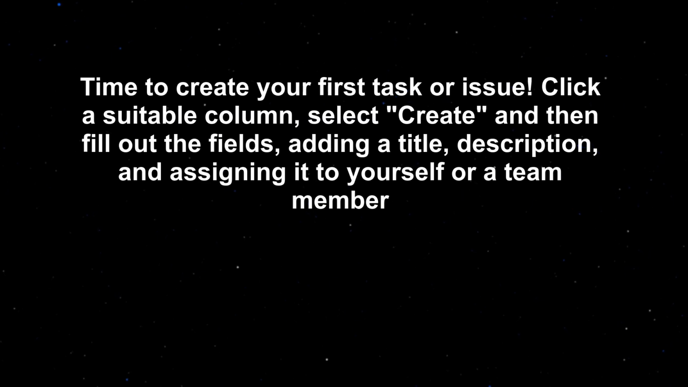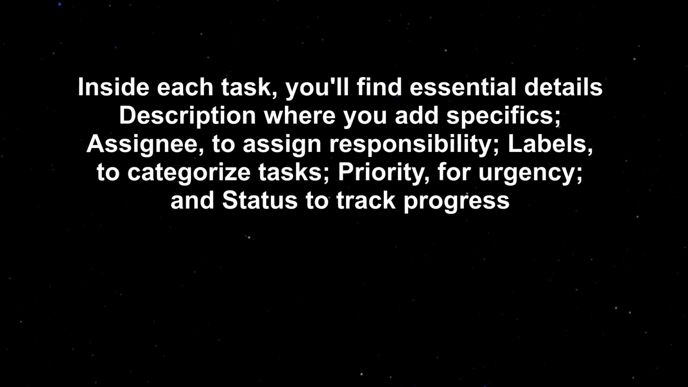Click a suitable column, select Create, and then fill out the fields, adding a title, description, and assigning it to yourself or a team member. Inside each task, you'll find essential details: description where you add specifics, assignee to assign responsibility, labels to categorize tasks, priority for urgency, and status to track progress.